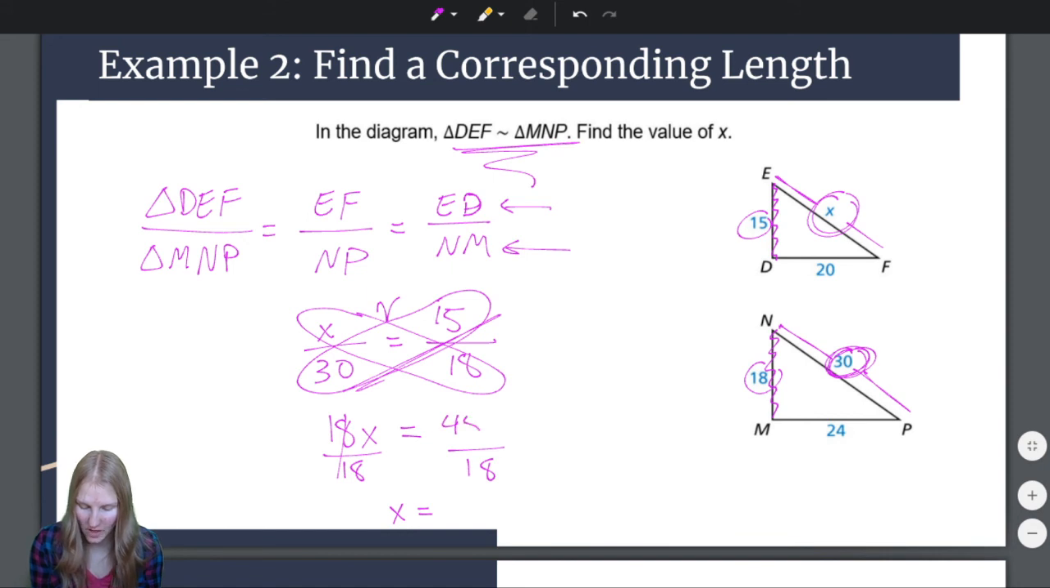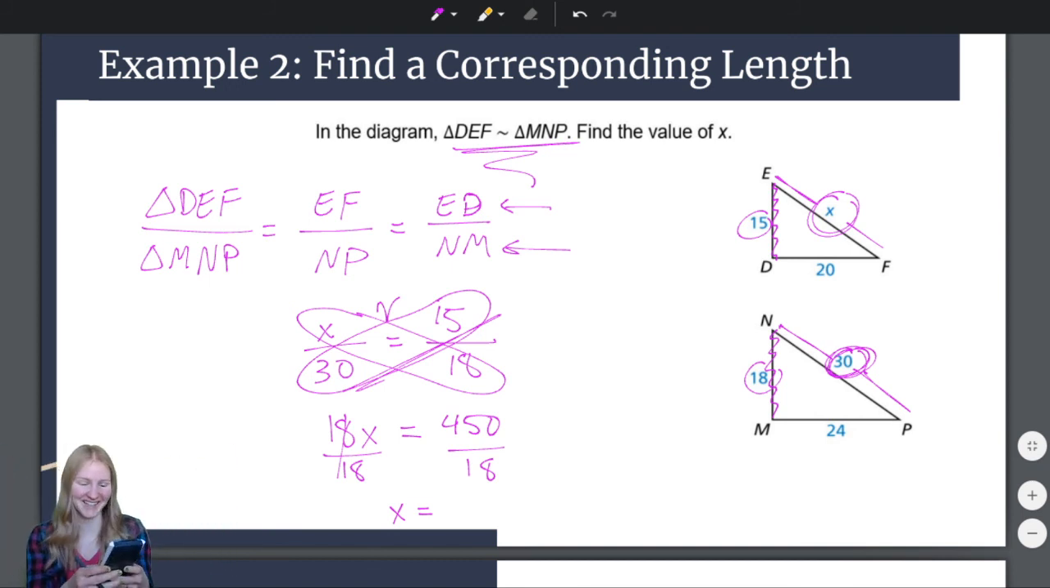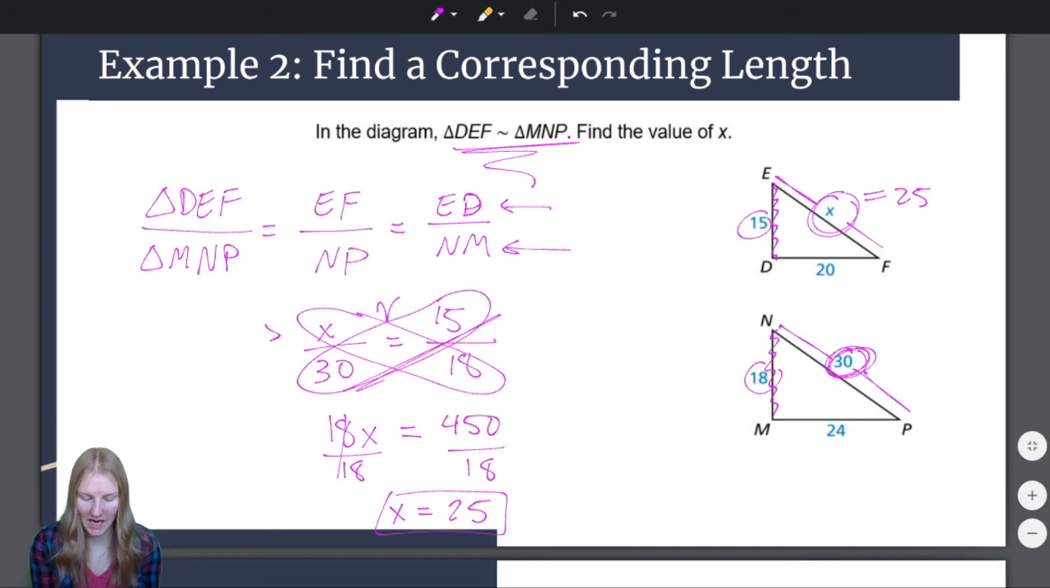So this should be 450. I'm sorry. Everybody makes mistakes, even the teacher. So if you get something wrong on your homework, hey, so did I. 450 divided by 18 is 25. So x is 25. Wonderful. You could check by plugging it back in and making sure that these ratios are all equal to the scale factor, but I'll leave that as an exercise to the viewer.